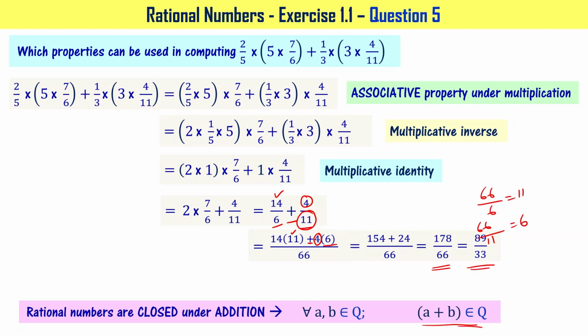We know a rational number is a ratio of two integers. In this particular case, 89 and 33 are the integers, and their ratio 89 by 33 is a rational number, right? The property we have used here is the closure property of addition of rational numbers. Got it? So what properties have we used while computing this expression? First, the associative property under multiplication, then the multiplicative inverse property, then the multiplicative identity property, and then the closure property of addition, right?